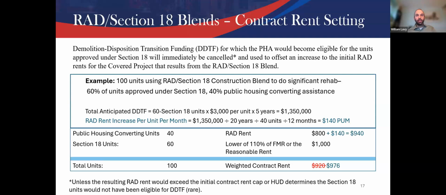The increase to the RAD rent would be, you take that $1.35 million, divided by the 40 RAD public housing units converting through RAD, and divided by 12 months. So that's a $140 rent increase on the RAD rent. So now, when you do the weighted average rent, the RAD rent is assumed to be $940, and the TPV rent, or the lower of 110% of FMR or reasonable rent, at $1,000. Now your weighted contract rent is $976. So you're really close now to the full project-based voucher rent that would exist in the project-based voucher program.